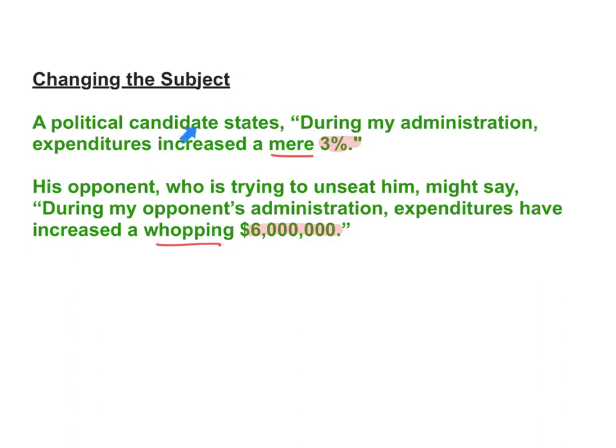But if all you do is listen to this person, you're just going to say, well, it's just not that much. No big deal. At the same time, if you're listening to this person, you're like, $6 million? No way, that's way too much. Right? It's all twisted a little bit. It's all slanted a little bit to try to get you to believe a certain thing.